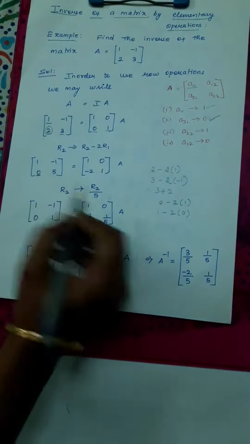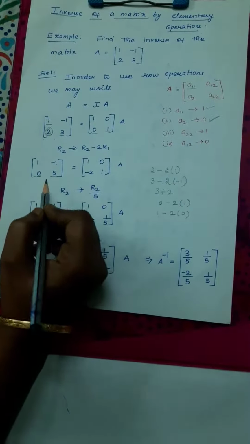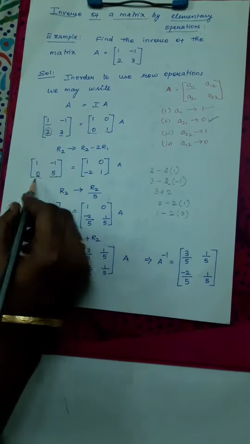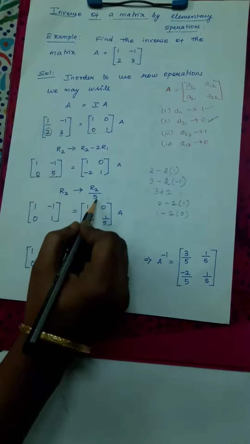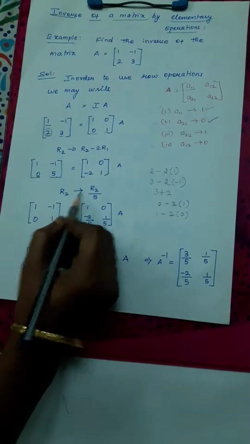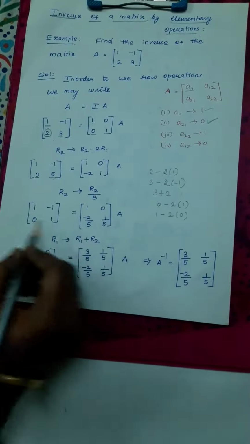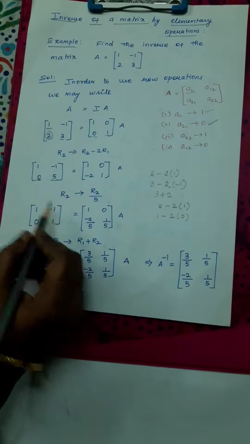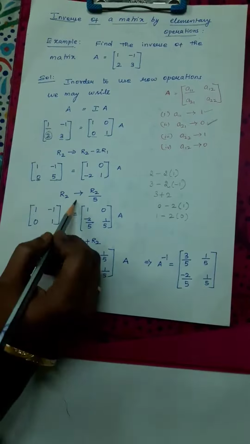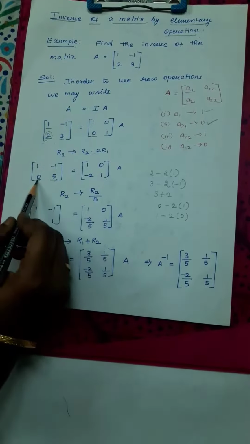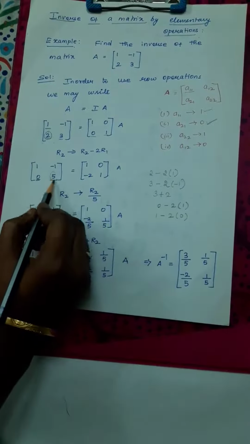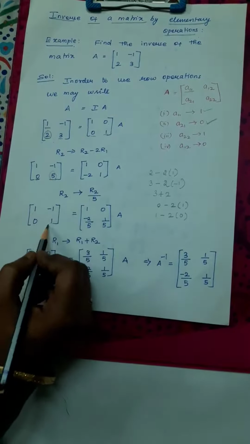Here is the number 5. So how will you convert the number 5 to 1? We are going to divide the second row by 5. So row 2 implies row 2 divided by 5. Now write row 1 as it is, 1 and minus 1. Now change row 2 according to the row operation. 0 divided by any number is 0. And the element in row 2 is 5, and 5 divided by 5 is 1.